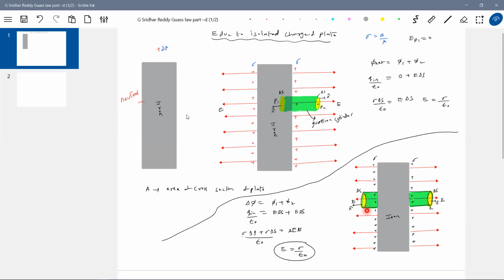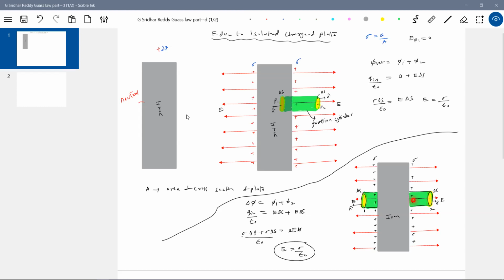Look at this. Is any charge present? No, the charge is present here. That's why I wrote E delta S, sigma delta S. So there's no charge present here. Charge enclosed is only by this cylinder. So sigma into delta S. There's no charge here.